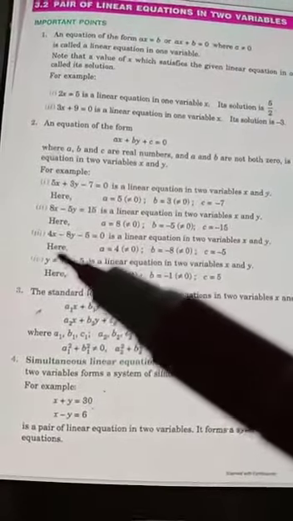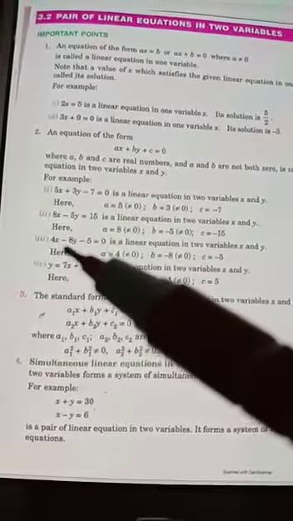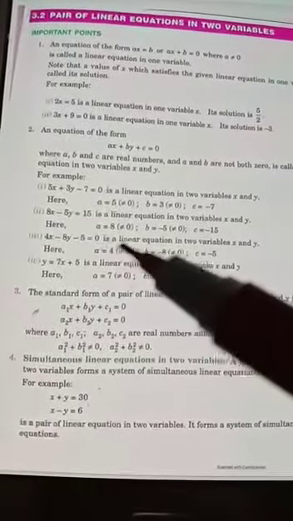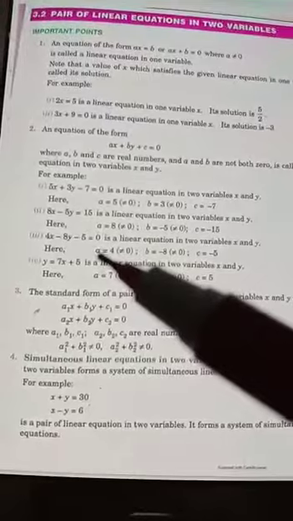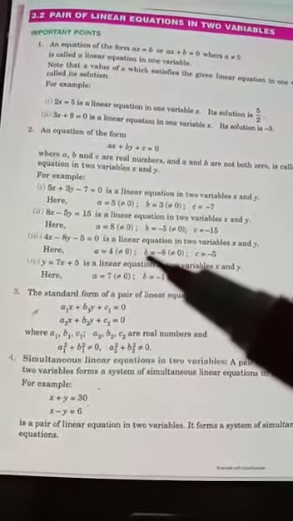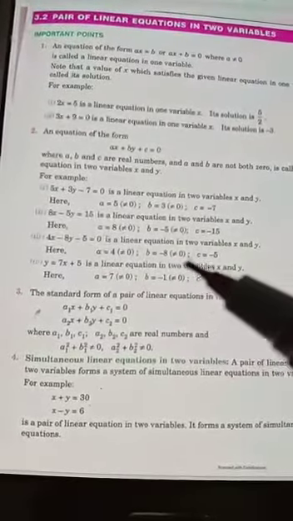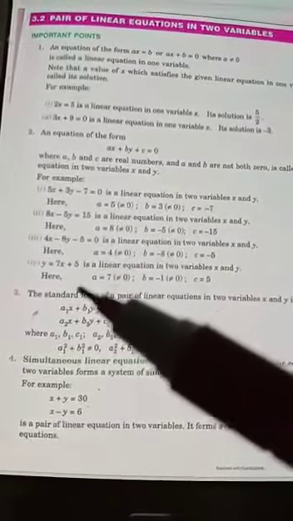The third linear equation of two variables is 4x - 8y - 5 = 0, a linear equation of two variables x and y. Here a = 4, b = -8 and c = -5.